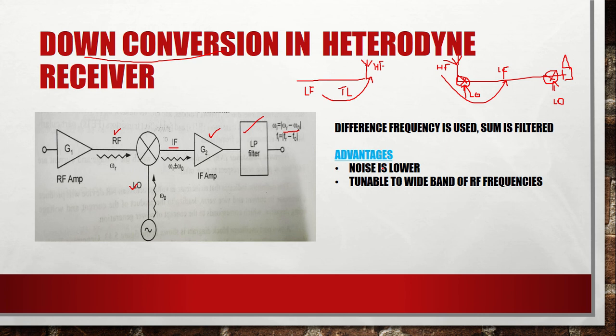So I hope you're clear with the mixing process. By mixing two signals, we can obtain output frequencies either to be the sum or the difference or a spectrum of the frequencies. And by passing through a required high pass filter or a low pass filter, the required signal can be extracted. Thank you.